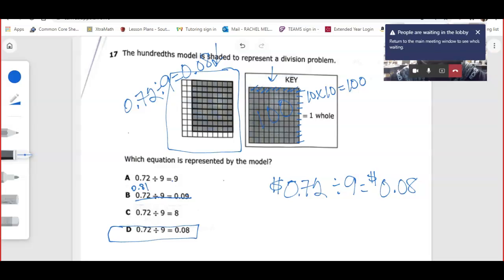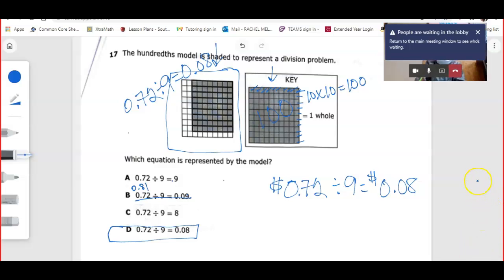Okay, and why is C incorrect? Because it has to be a decimal. It has to be a decimal, okay? All right, are there any questions on that one? Okay, I see hands, so are these for a question or put them down? Kaya, do you have a question?